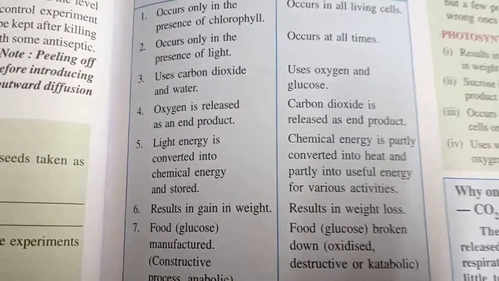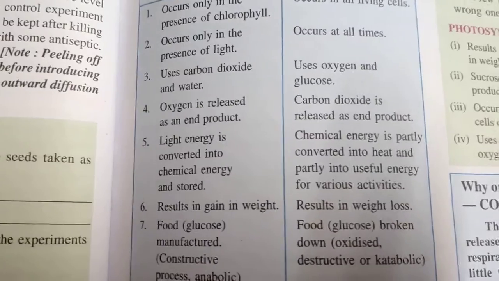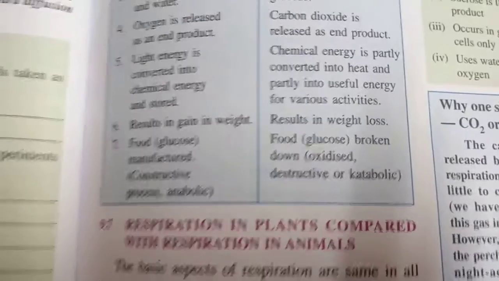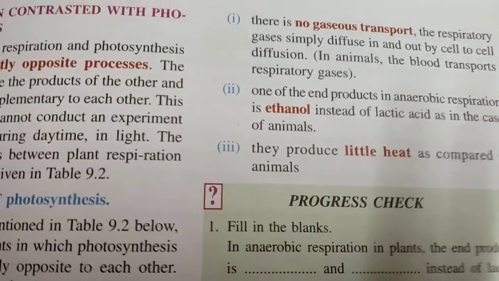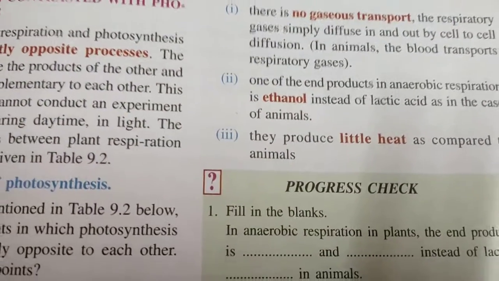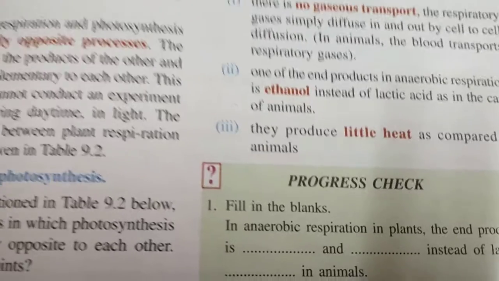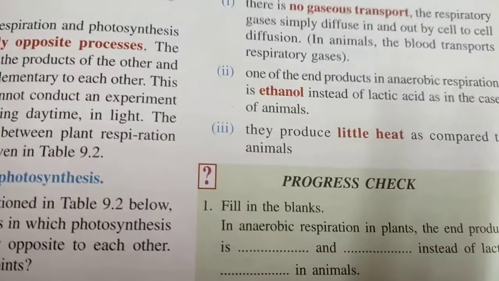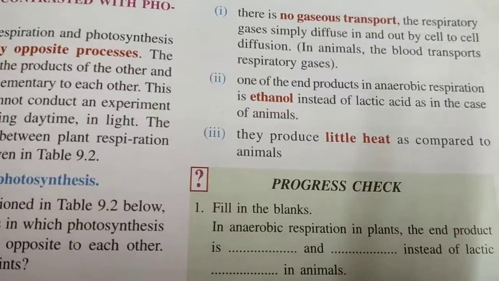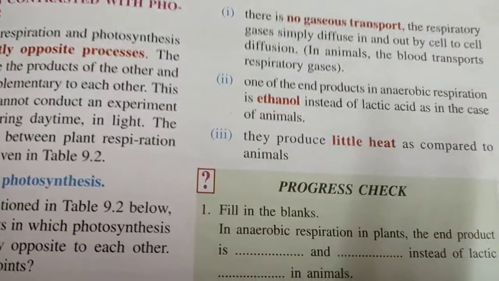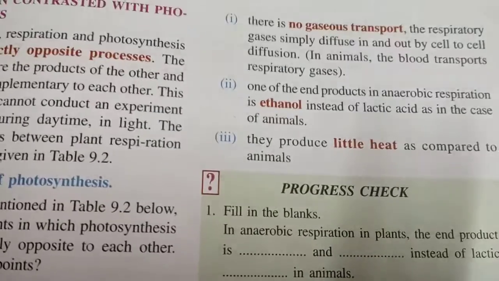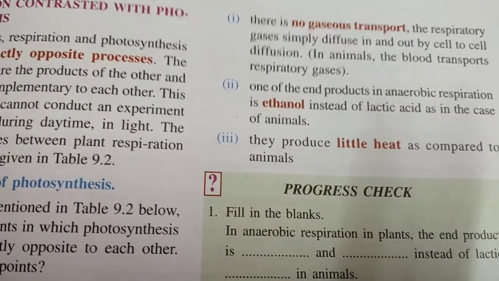Another thing which you have to learn is the respiration in plants compared to respiration in animals. First point, there is no gaseous transport. One of the end products in anaerobic respiration is ethanol instead of lactic acid, as in the case of animals, and they produce very little heat as compared to animals. So there are these 3 differences between the respiration in plant and respiration in animals.